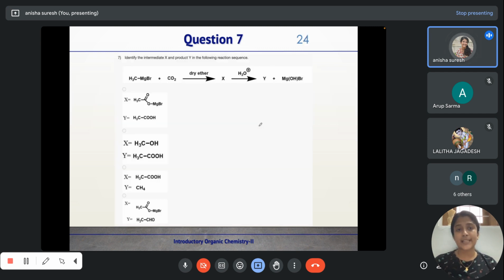Now coming to question number 7. Identify the intermediate X and product Y in the following reaction sequence. Here methyl magnesium bromide, that is methyl Grignard reagent, is treated with carbon dioxide in the presence of dry ether. Then, upon hydrolysis, it results in the formation of some product along with MgOH, which is a byproduct. So what will be this intermediate X and what will be the product Y? First option. Yeah, option A will be the right answer.